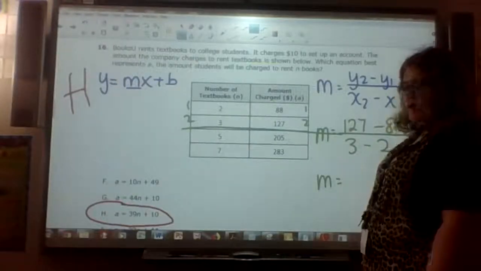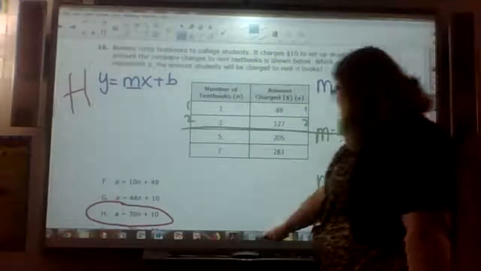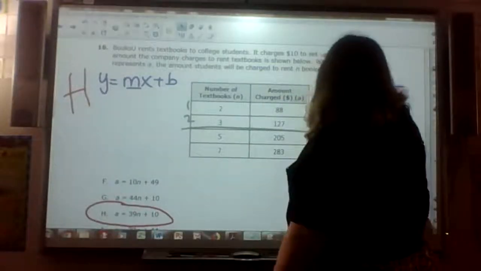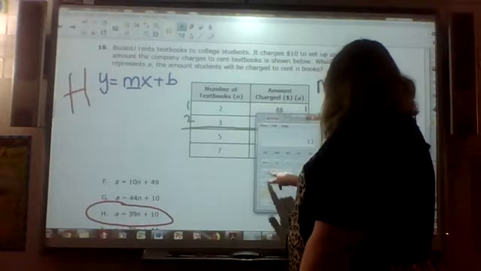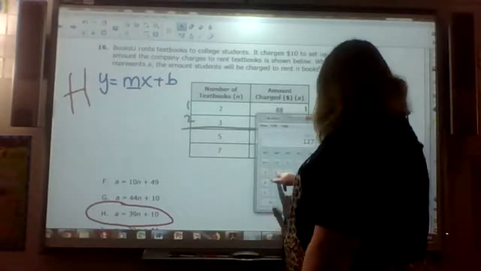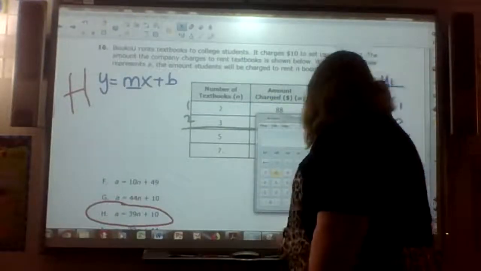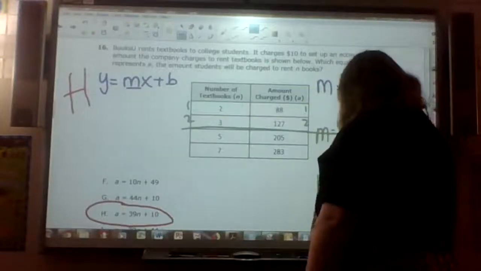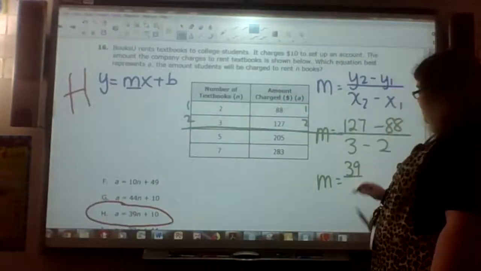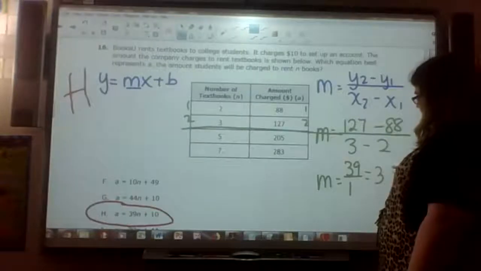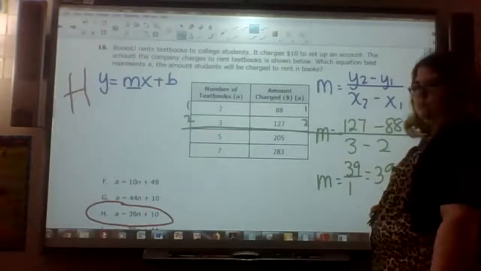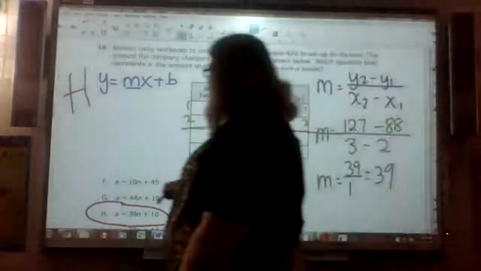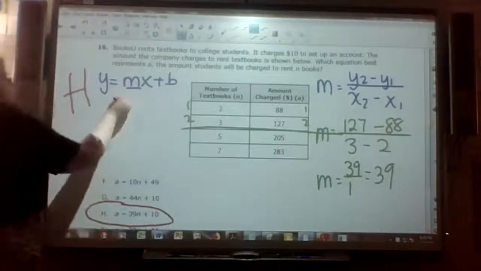And then we're going to type that in our calculator. 127 minus 88. That's 39. 3 minus 2 is 1. So my slope is 39. So I'm going to plug that into my equation.